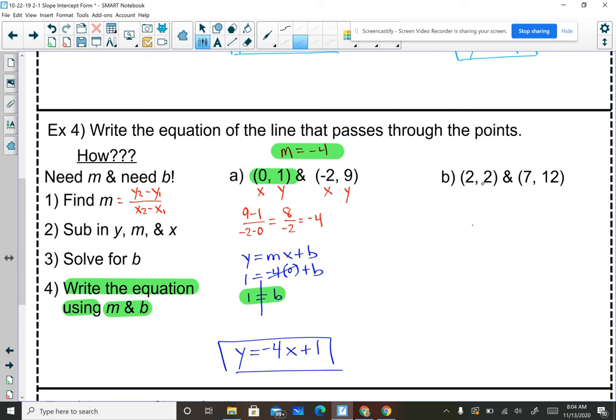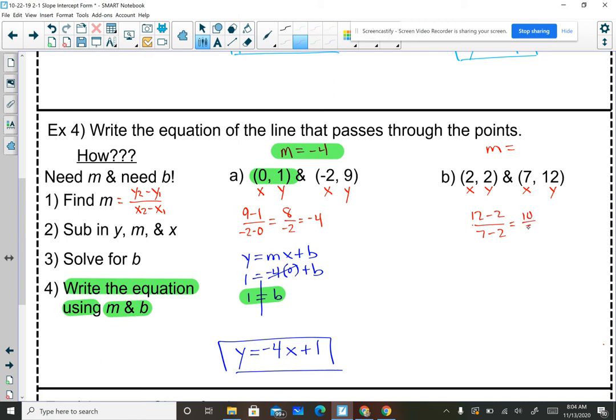Start off, since we have 2 ordered pairs, the only thing I can do with 2 ordered pairs is find my slope. So I'm going to label them. I need to be able to find my slope. So x and y, x and y. So in order to find my slope, I take my second y minus my first y, 12 minus 2. And then I'm going to take my second x, 7, minus my first x, 2. And again, this is the one where you can pop right in the calculator and it'll reduce it for you.